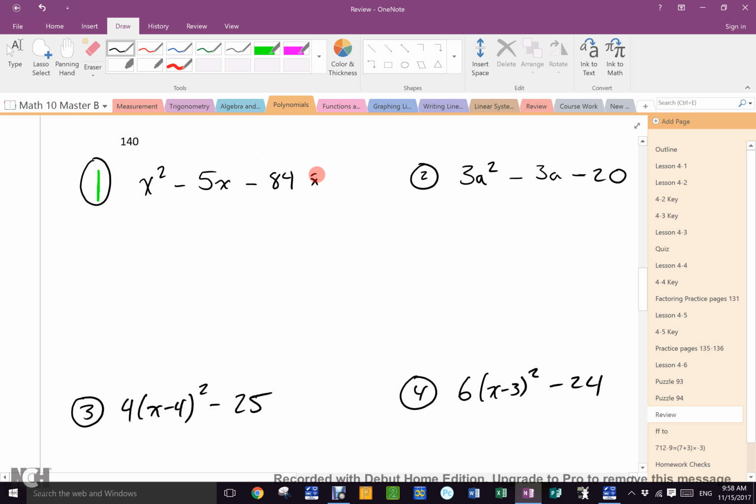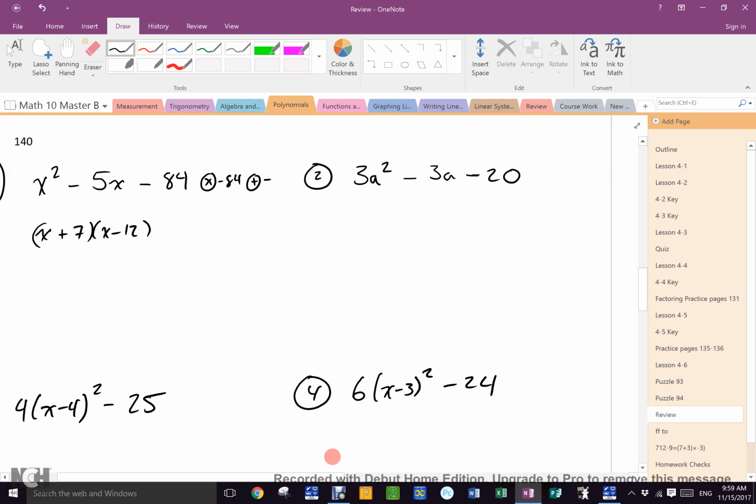So I need to multiply to negative 84, but add to a negative number. Right? How do I keep this negative, but still get a negative? One's positive, one's negative. Which is the negative one? The bigger number or the smaller number? The bigger number. So this had to be 12 and 7. And it had to be x plus 7 and x minus 12. Right? That's the trick there. To keep that negative and that negative, got to keep the bigger number there.